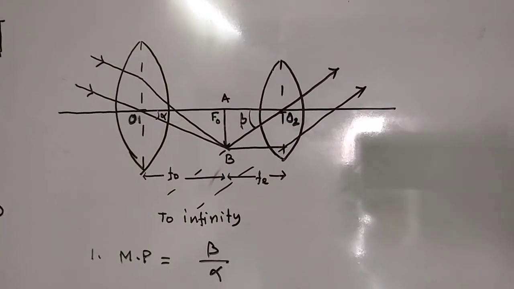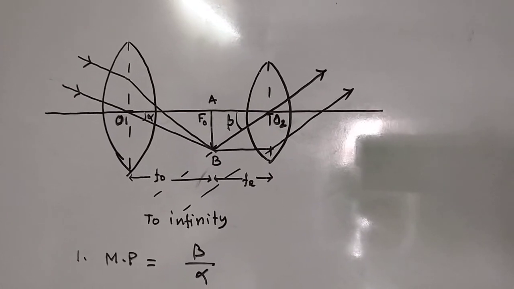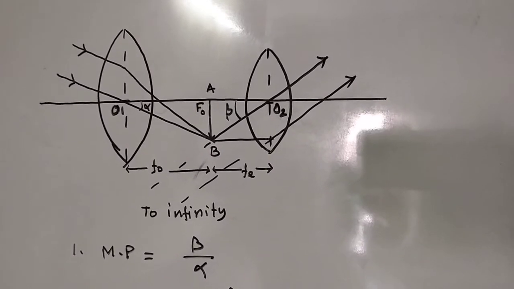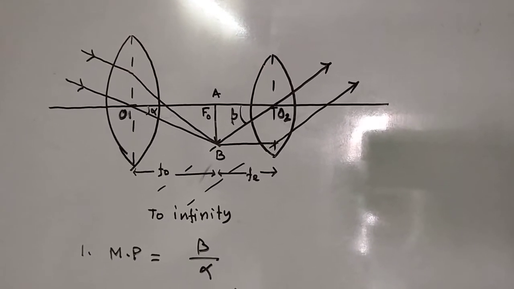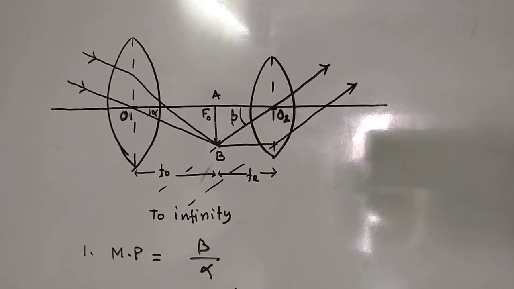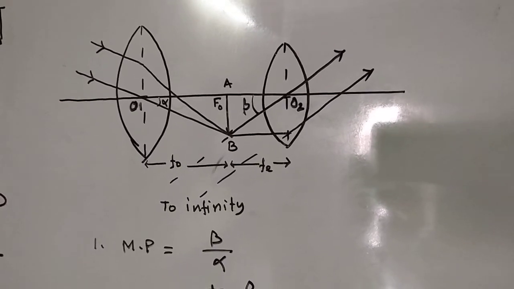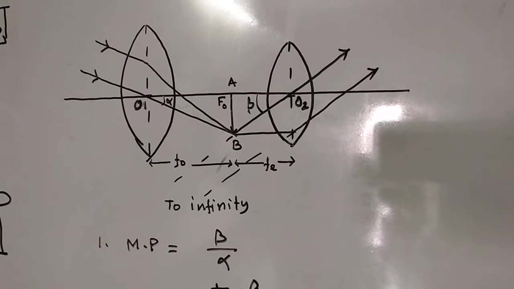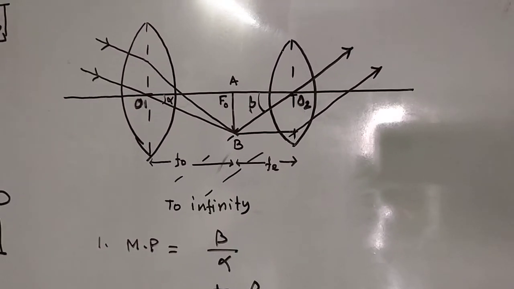So again the same thing is happening here, but the final image is formed at infinity. As the object is initially at infinity, the image forms at the focus of the objective, and as this image AB is at the focus of the eyepiece, that's why we get a final image at infinity.